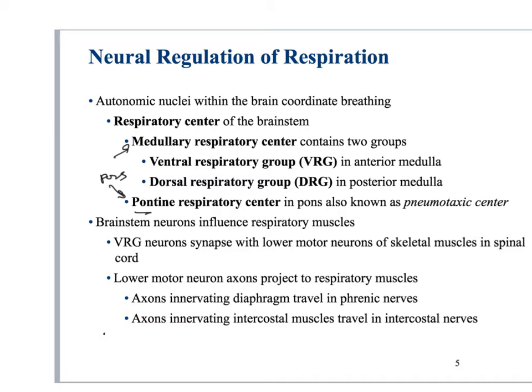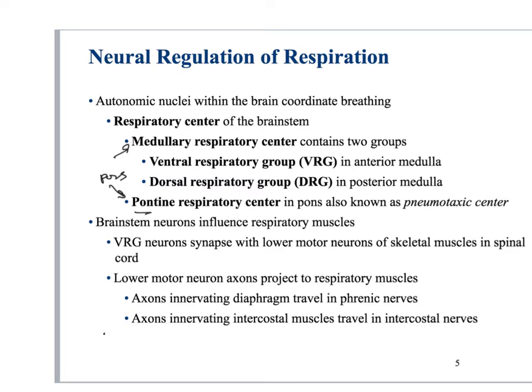information. All right, and so the neurons within the brainstem relay messages from stimuli and receptors throughout the body, and then they relay that message and influence respiratory muscles. So they change the influence on the diaphragm, the external intercostals, etc.